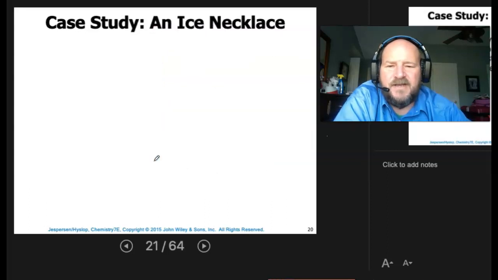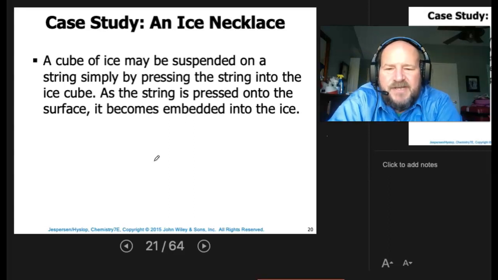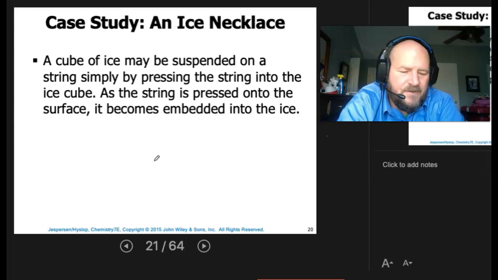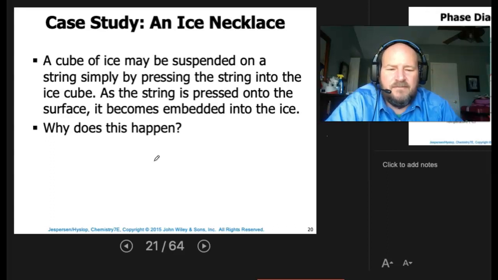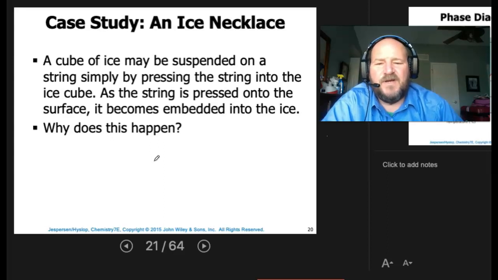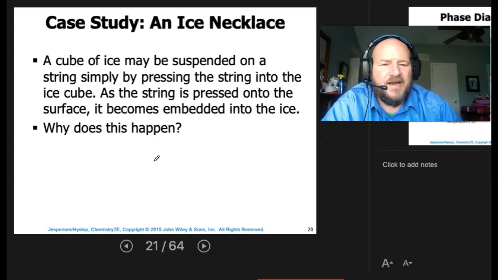All right, so case study, an ice necklace. A cube of ice may be suspended on a string simply by pressing the string into the ice cube. As the string is pressed into the ice surface, it becomes embedded into the ice. Why does this happen?